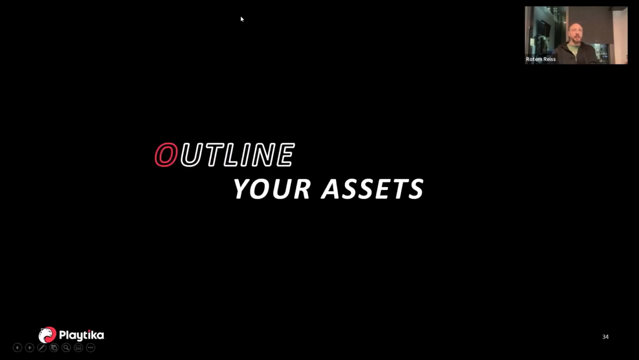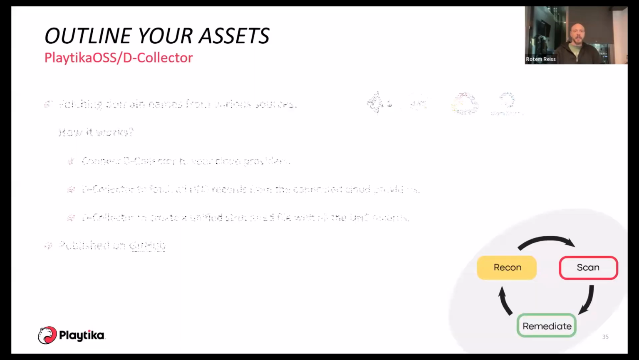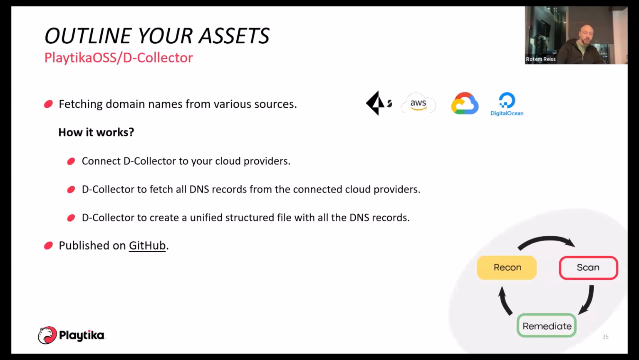Next is to outline our assets. In this case, we will need to have some mapping of what we have externally exposed. Internally also, okay, things like internal back office systems are also important. But for a start, at least, we will start from the outside to understand what is exposed and what is putting us at risk.